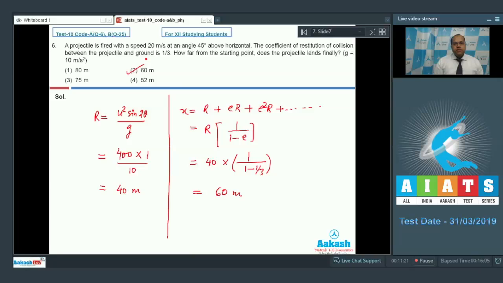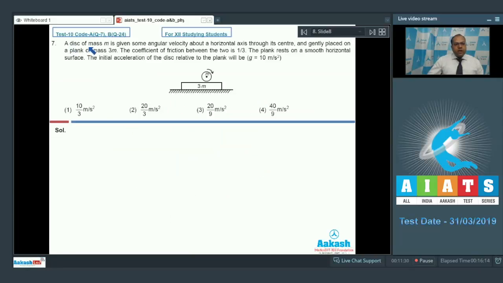Let's move to question number 7. A disk of mass m is given some angular velocity about a horizontal axis through its center and gently placed on a plank of mass 3m. The coefficient of friction between the two is 1 by 3. The plank rests on a smooth horizontal surface. The initial acceleration of the disk relative to the plank will be.